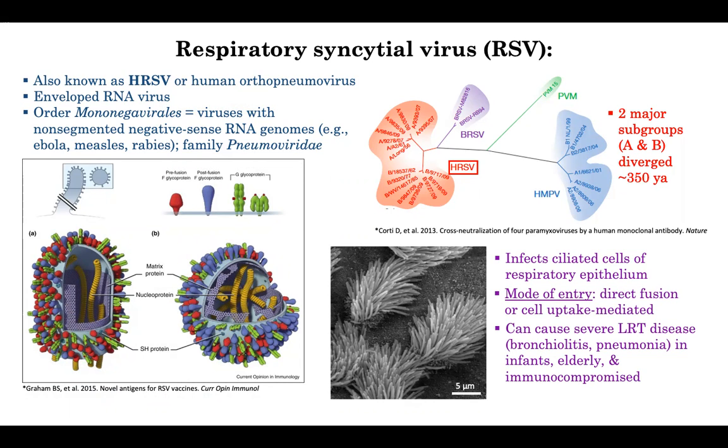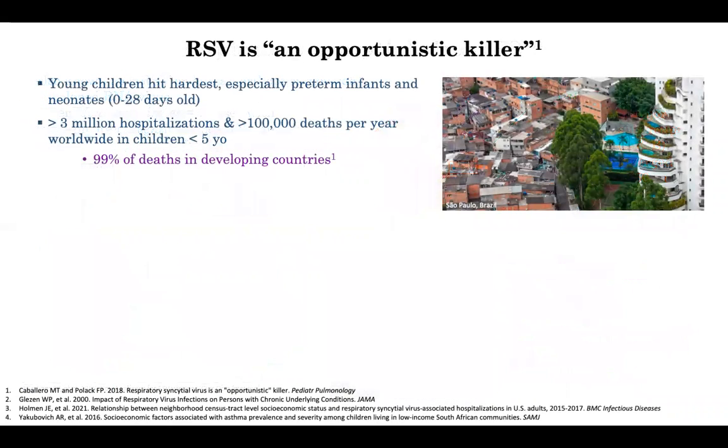Infection is mostly asymptomatic to mild, but can lead to severe lower respiratory tract infection and even death, especially in young children, the elderly, and the immunocompromised. RSV is therefore an opportunistic killer. Globally, young children are hit hardest, especially preterm infants and neonates. Over recent non-pandemic years, there have been on average over 3 million hospitalizations and over 100,000 deaths per year worldwide in children less than 5 years of age.